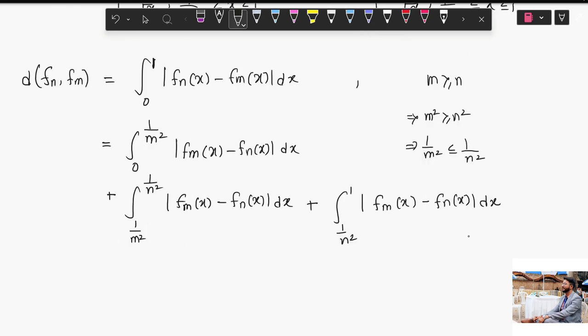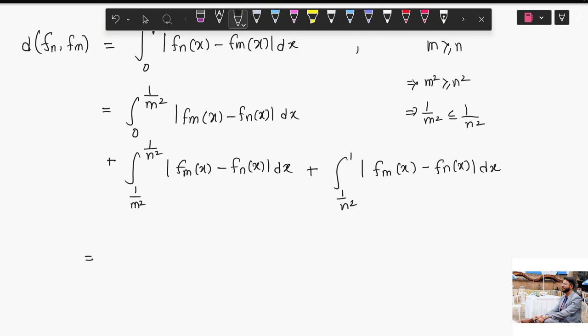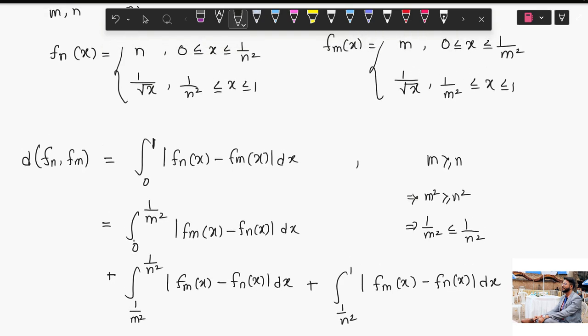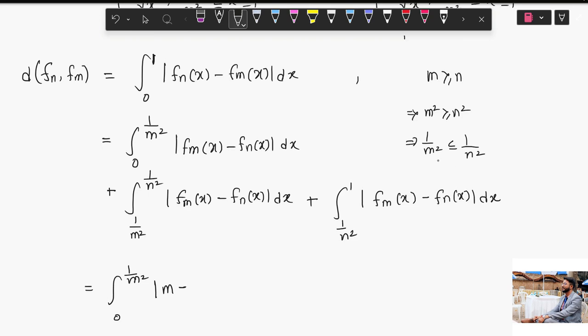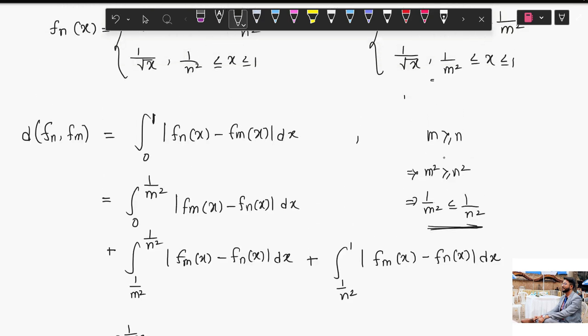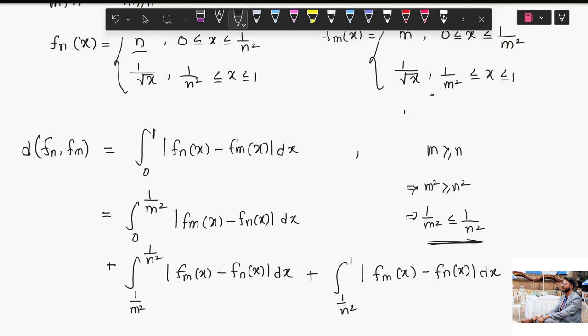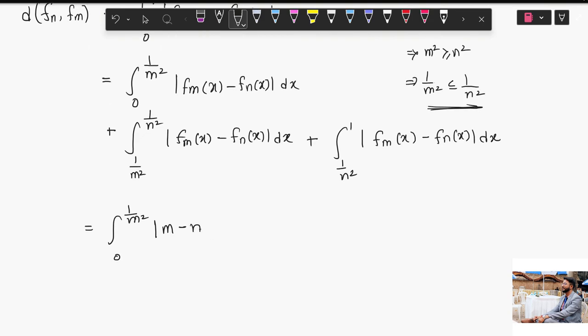Now on the first part, the integral from 0 to 1 over m squared. Between 0 and 1 by m squared, the value of f_m(x) is m. And note that as 1 by m squared is less than 1 by n squared, on that interval the value of f_n is also n. So that is the integral of (m minus n) dx, plus the integral from 1 over m squared to 1 over n squared.